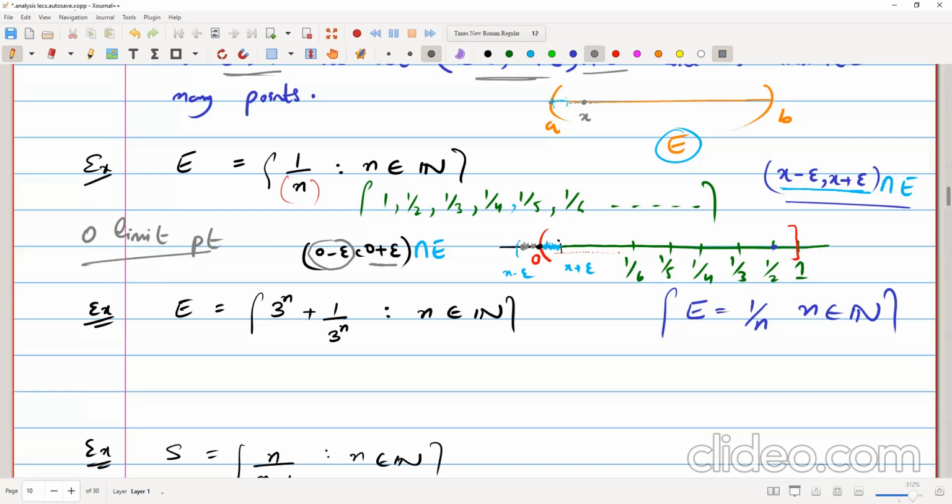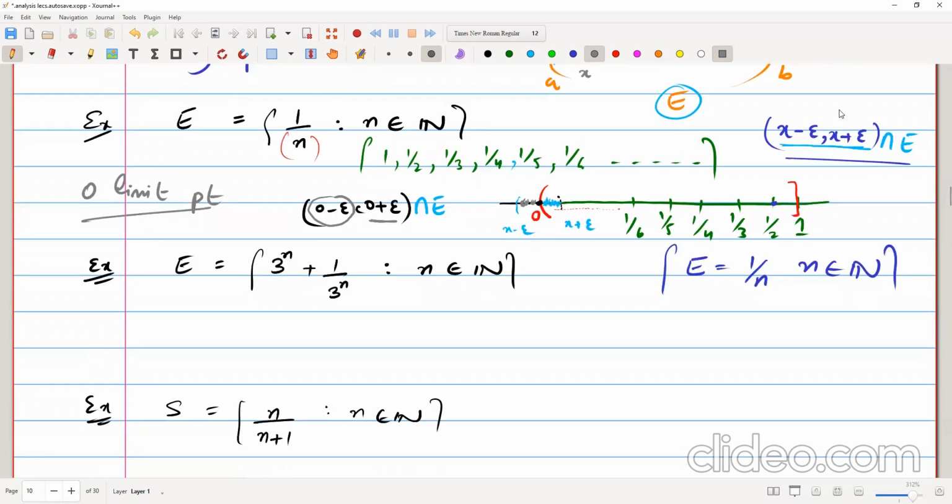So this is the concept of the limit point. Okay, now let's look at this problem. We have 3 to the power 1 plus 1 over 3, comma, 3 to the power 2 plus 1 over 3 squared, comma, 3 to the power 3 plus 1 over 3 to the power 3, and so on.